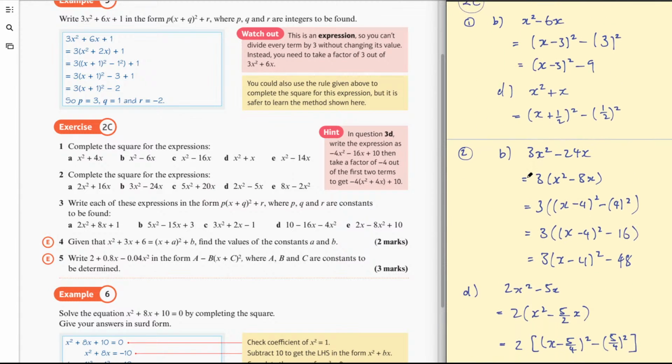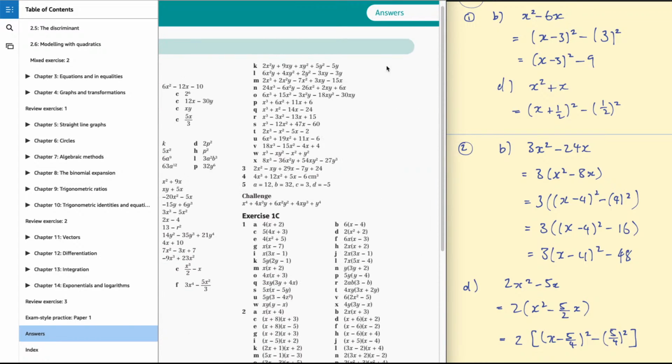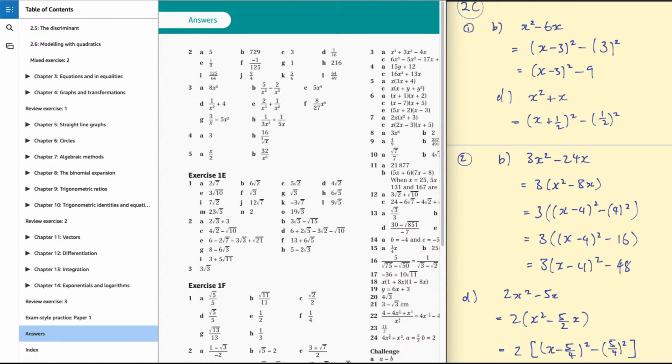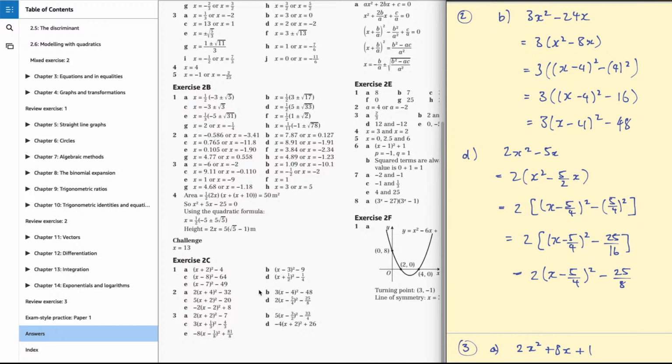So going back to the top, we've got exercise 2C. 1B: x take 3 all squared take 9. 1D: x plus a half all squared take a quarter. Yeah, I should have written that as a quarter. So, okay, fair enough, still correct, but I could have simplified further. 2B is 3 multiplied by x take 4 all squared take 48.